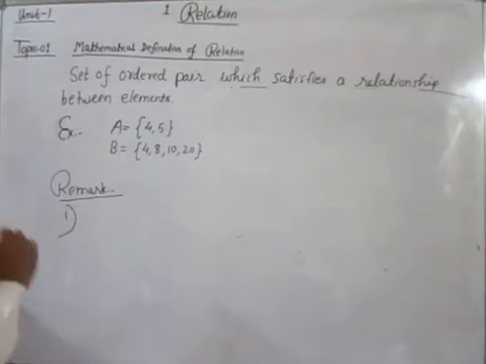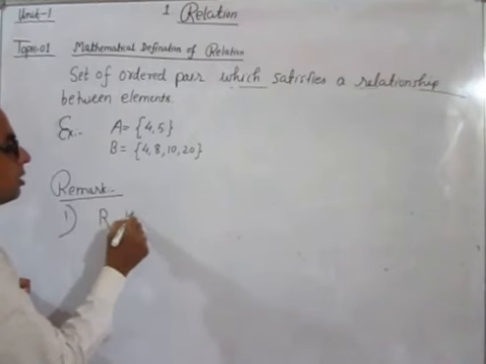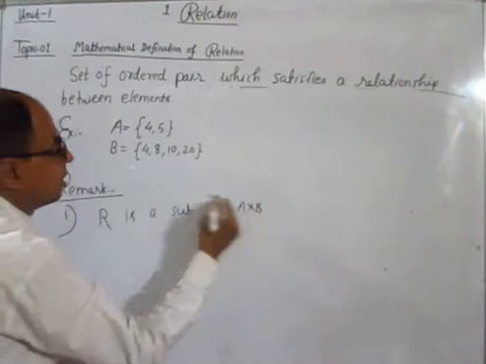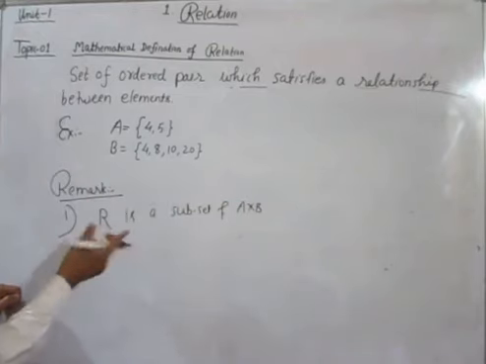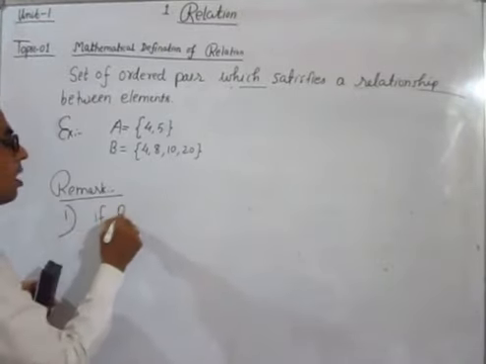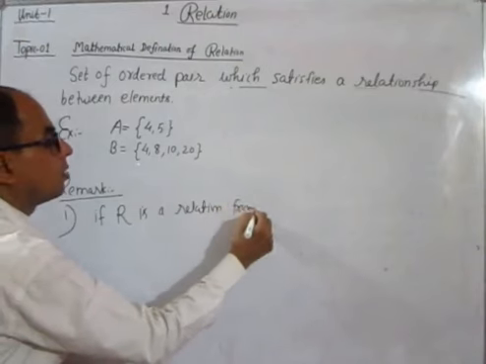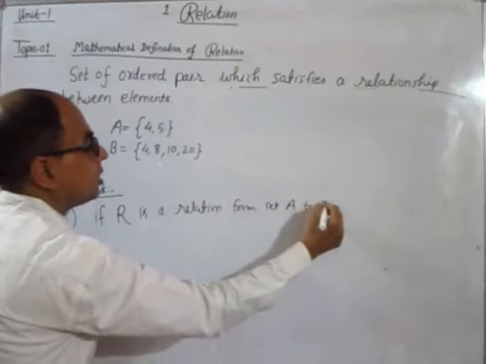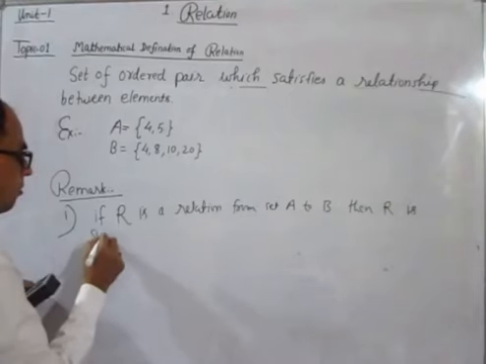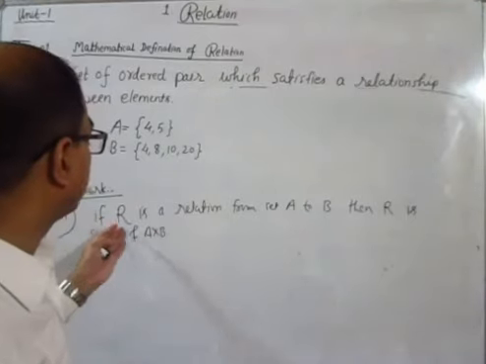The first point we can note is that a relation is a subset of A cross B. Let me write it completely: if R is a relation from set A to set B, then R is a subset of A cross B. Definitely the relation will be a subset of A cross B.